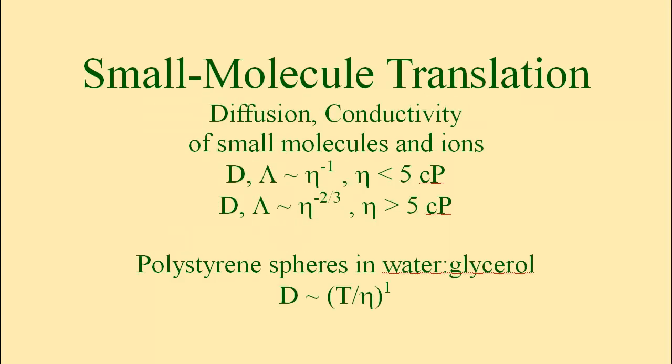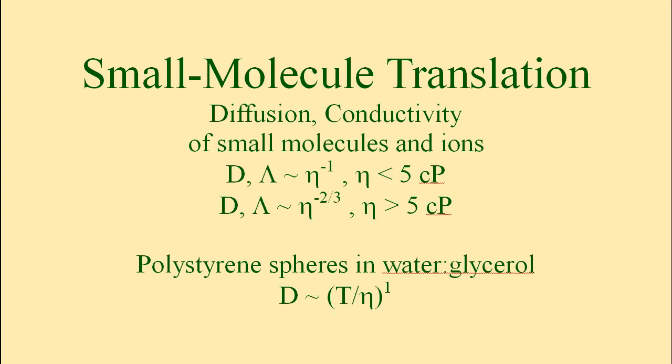We begin by considering small molecule translation in less and more viscous solvents. We can do this by studying the diffusion or the conductivity of small molecules or ions through various liquids. There's a rather consistent phenomenology. If the solvent viscosity is less than about 5 centipoise, both the diffusion coefficient and the conductivity scale inversely as the viscosity to the first power. If the viscosity is greater than about 5 centipoise, the viscosity dependence changes: the diffusion coefficient and the conductivity scale inversely as the viscosity to about the 2/3 power.